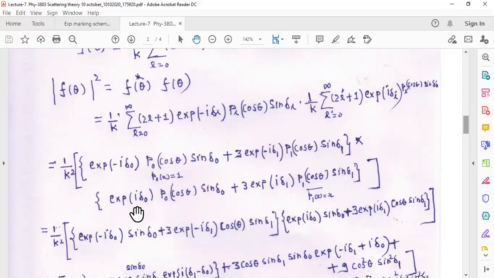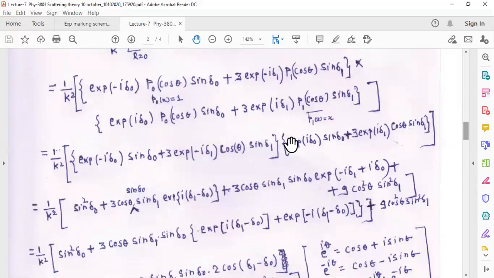That is also, you see, exponential of i delta 0. Then P0 of cos theta, P0 of x is 1, so I'm keeping 1, sin delta 0. And then 3 exponential of i delta 1, P1 of cos theta is cos theta, so it is cos theta into sin delta 1. So you have the second curly bracket, and you see you have the closing parenthesis, and now we have to open this bracket.